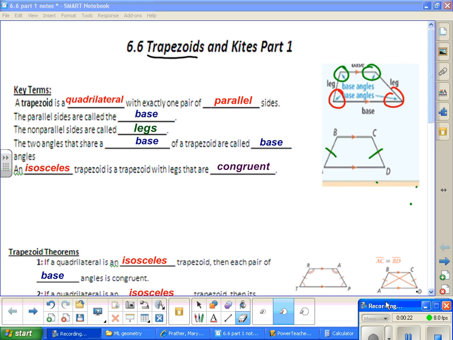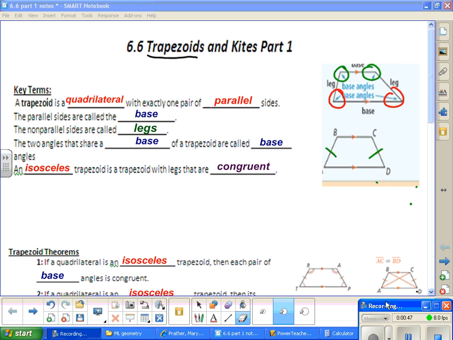Remember, quadrilateral means it has 4 sides and its angles equal 360 degrees. The parallel sides are called the bases and the non-parallel sides are called the legs. And two angles that share a base of a trapezoid are called base angles. I've highlighted those, circling them in the same color. So the green would be base angles and the red would be base angles.